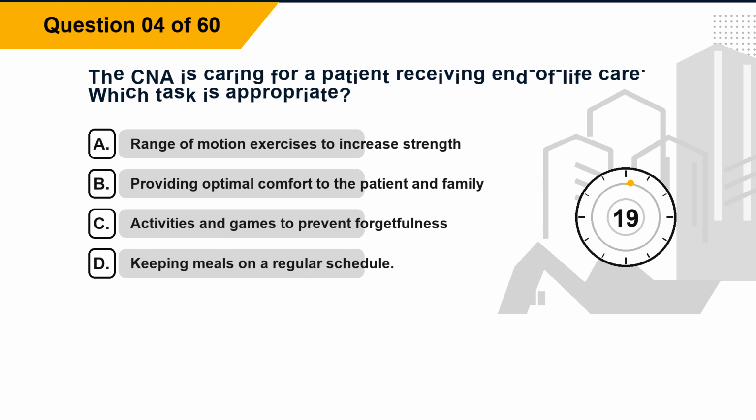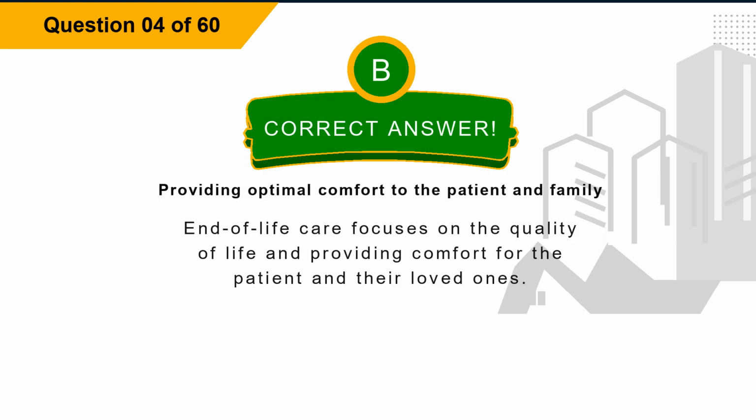Question 4. The CNA is caring for a patient receiving end-of-life care. Which task is appropriate? Option A. Range of motion exercises to increase strength. Option B. Providing optimal comfort to the patient and family. Option C. Activities and games to prevent forgetfulness. Option D. Keeping meals on a regular schedule. The correct answer is option B. Providing optimal comfort to the patient and family. Explanation. End-of-life care focuses on the quality of life and providing comfort for the patient and their loved ones.